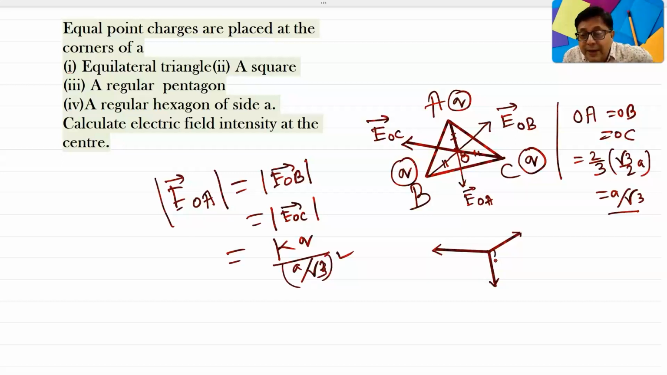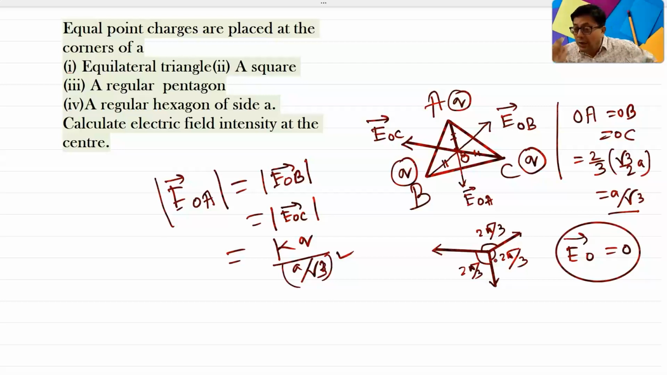As they divide the angle in the surrounding of the point in three equal parts, what are those? It is 2 pi by 3, 2 pi by 3, 2 pi by 3. Their resultant has to be equal to 0. So E at O must be equal to 0.